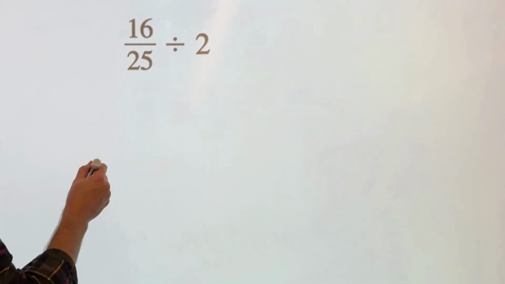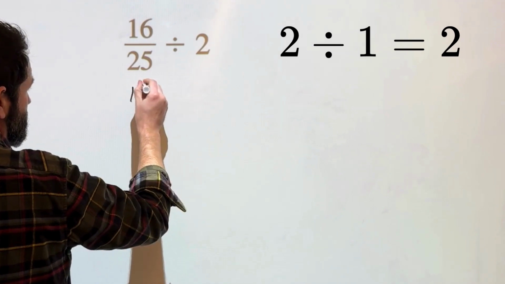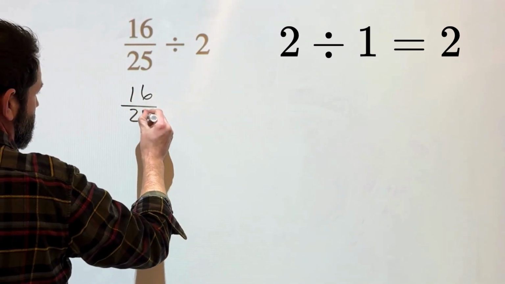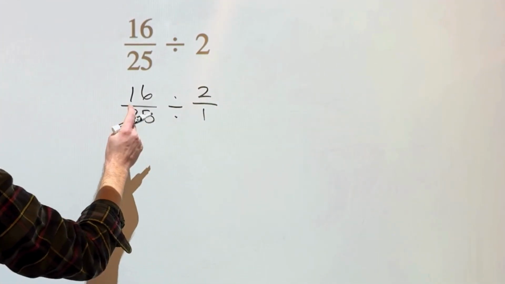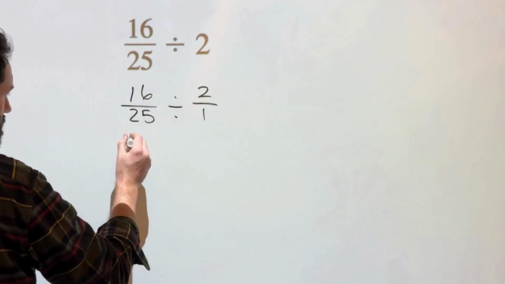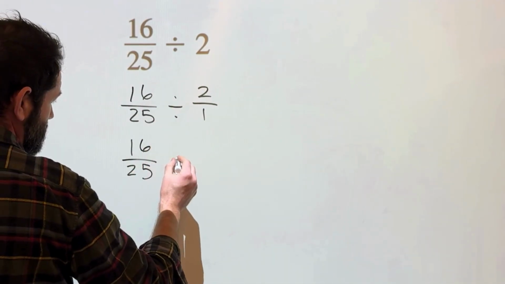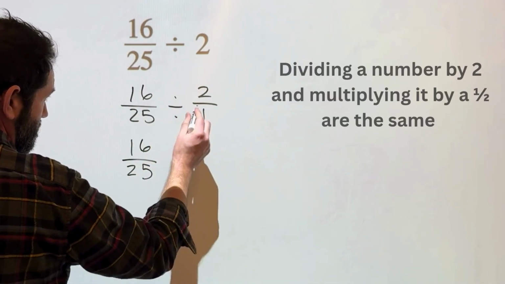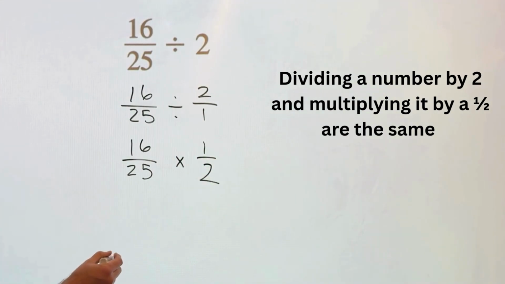Now right away, 2 is the same as 2 over 1. So let's change this to 16 25ths divided by 2 over 1. Then we're going to do keep, change, flip. Keep the 16 25ths. Change division to multiplication, and flip 2 over 1 to 1 over 2. Now look for any cross canceling.